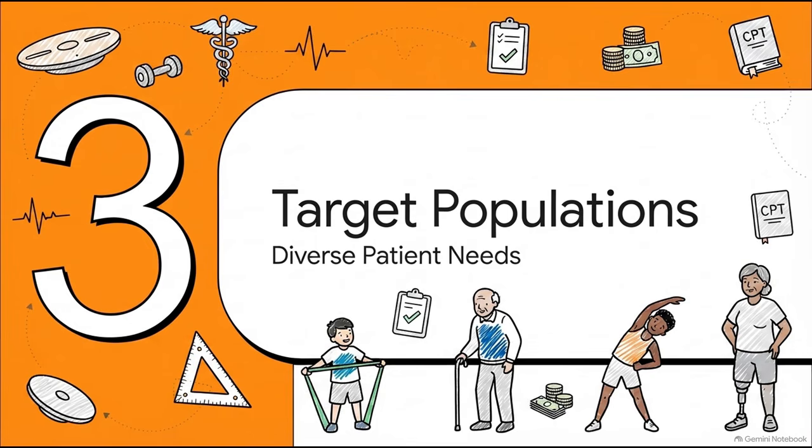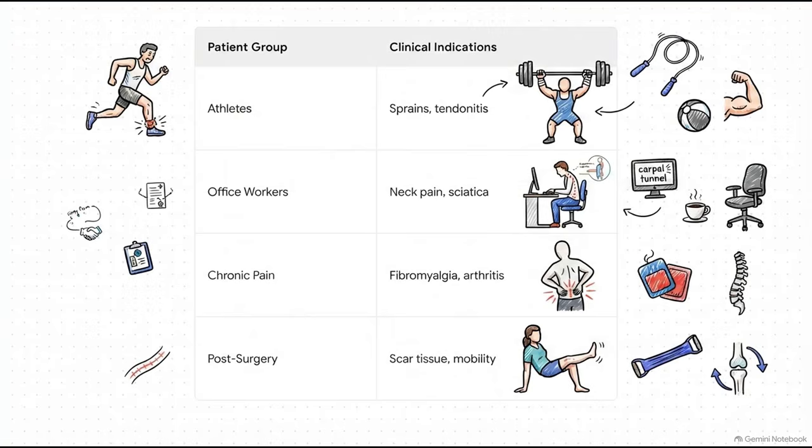Which brings us to Section 3, Target Patient Populations. Physical therapy isn't just for one type of person. The demographic spread is massive. Just think about who walks through the clinic doors every day. If it's a weekend warrior or a serious athlete, your brain should be hunting the chart for clinical indications like sprains, strains, tendinitis, or dislocations. But if it's a remote worker who's glued to a desk all day, you're expecting to see notes on ergonomics, neck and back pain, sciatica, or carpal tunnel syndrome.